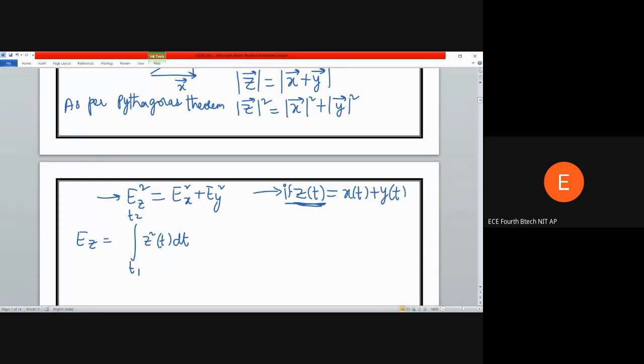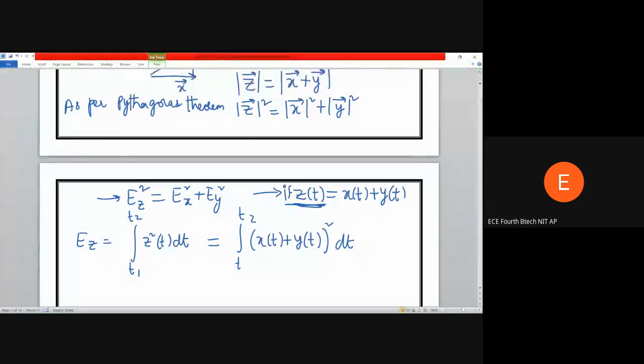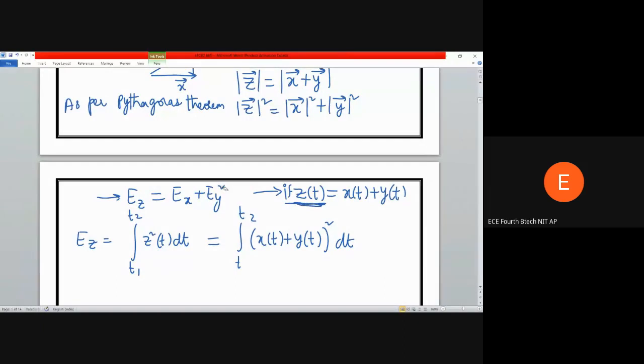Let us try to do the squaring on both sides, but that squaring we will try to do a little later. What I would like to do over here is the integral from t1 to t2, where z of t means x of t plus y of t, whole square, dt. Actually, it is the sum of the energies, not the square of the energies. Ez is equal to the energy of x plus the energy of y.